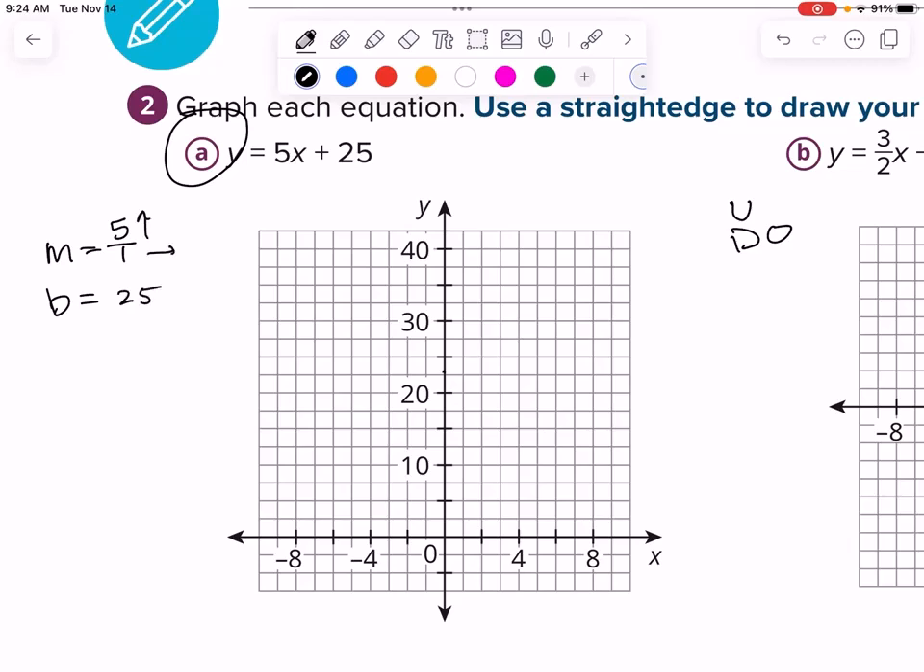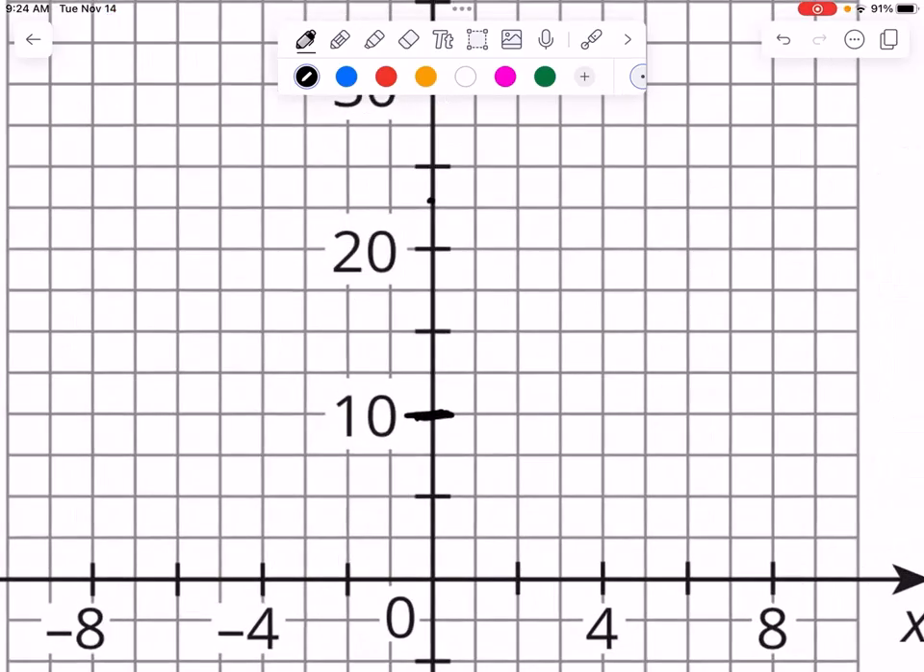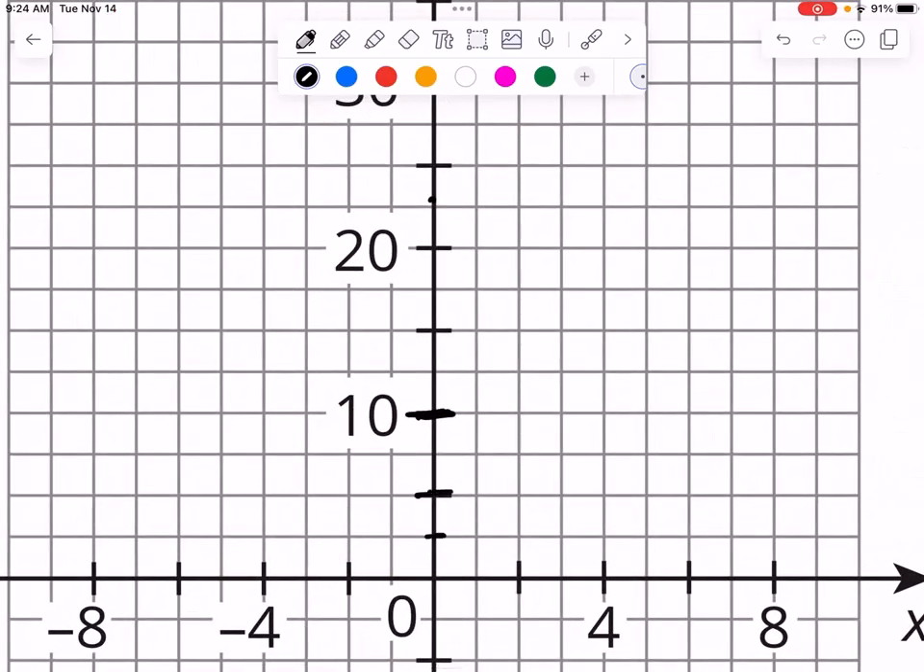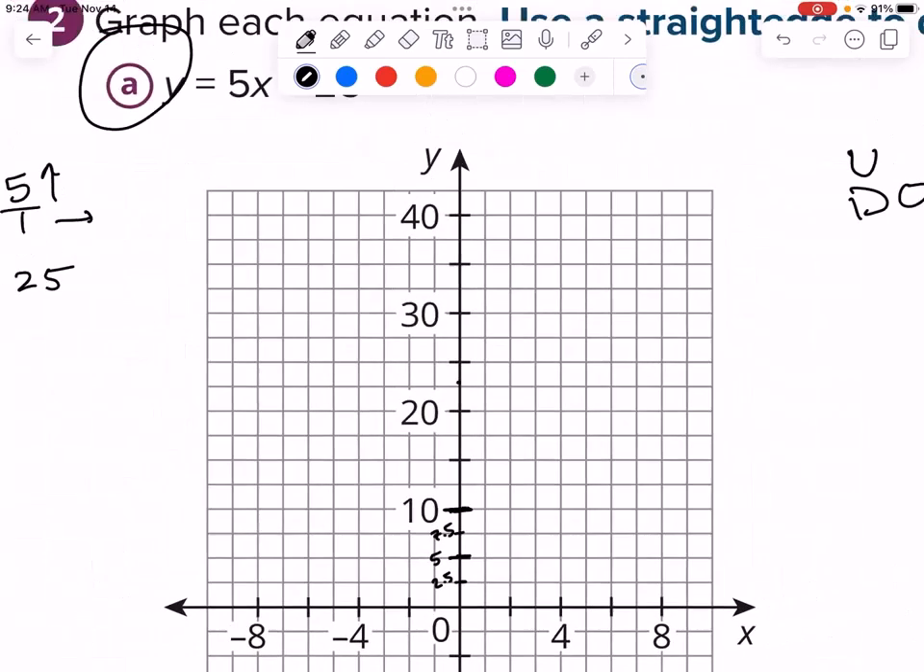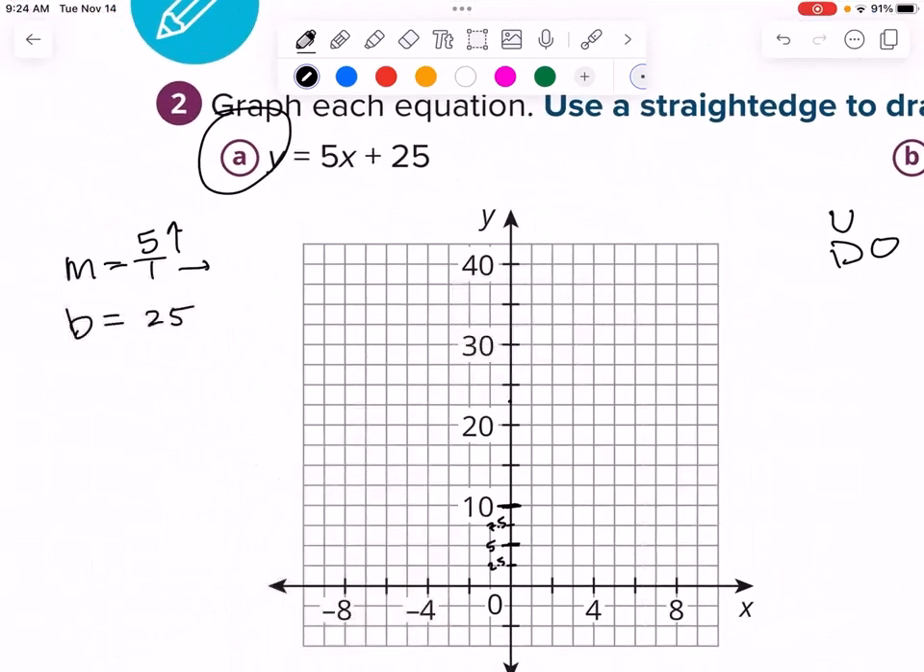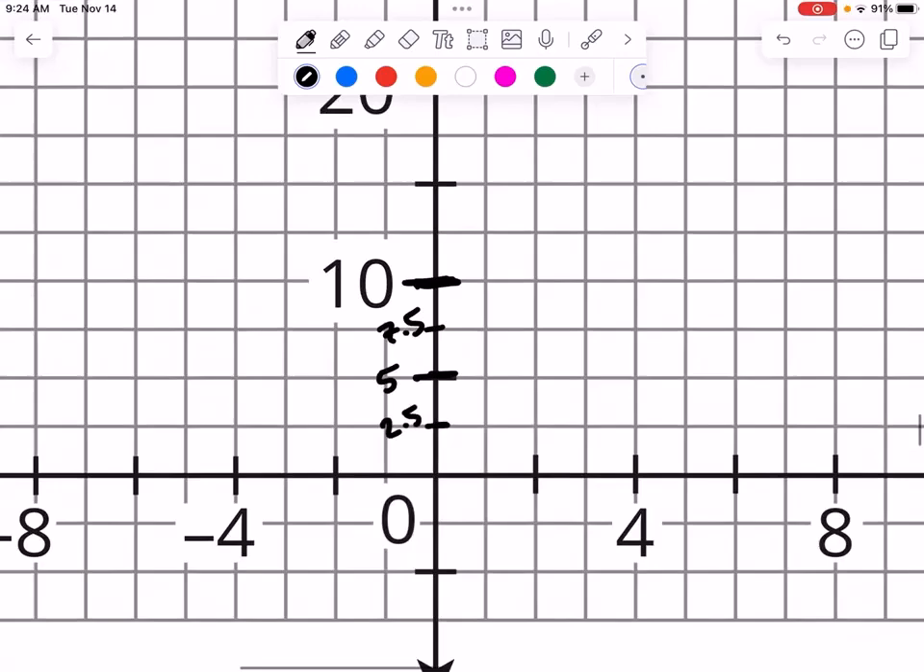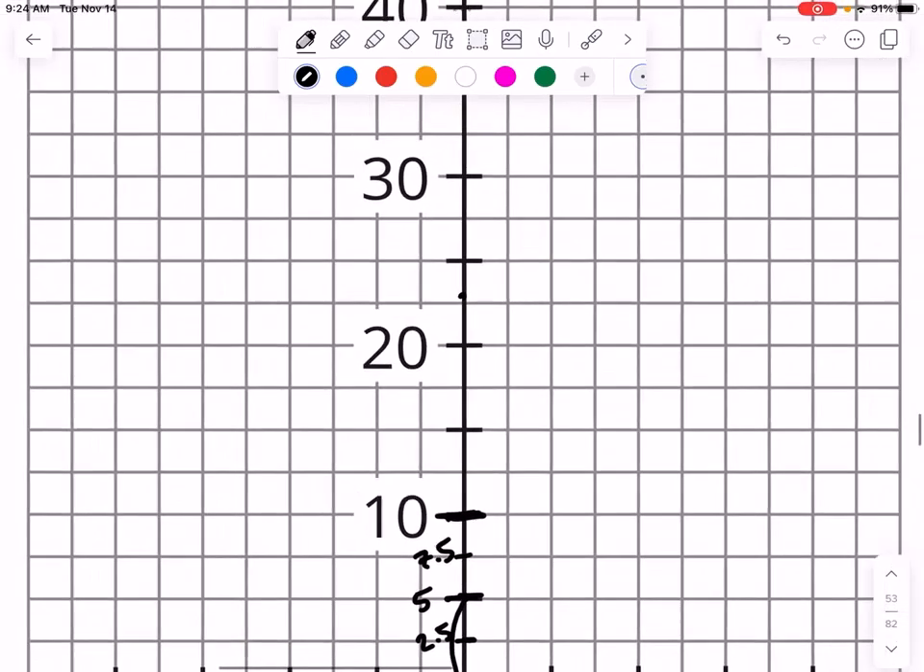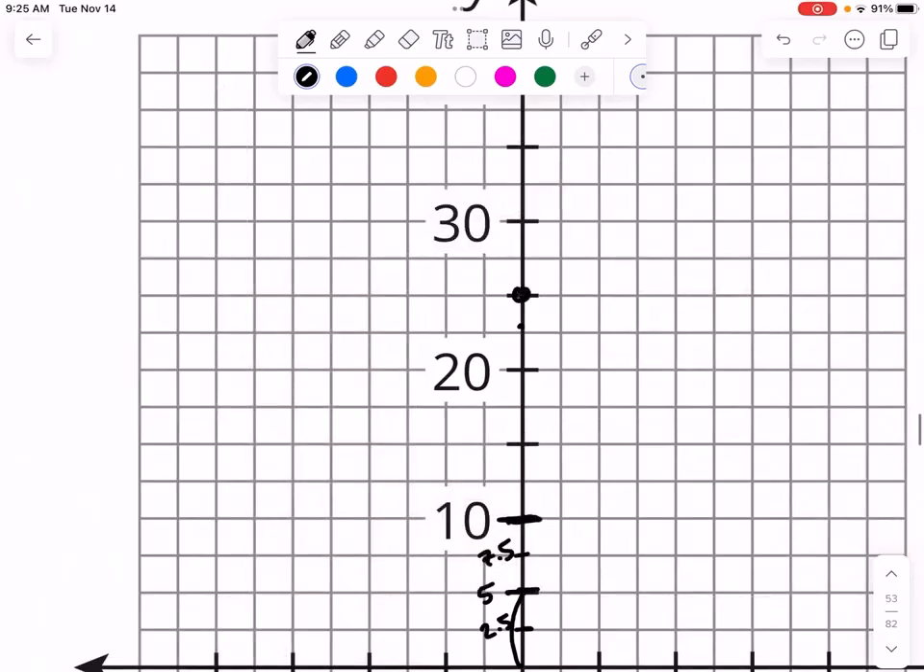Looks like this is 10 right here. That means that this is 5. So this would be like 2.5, right? Because 2.5 or $2.50, $5, $7.50, and then $10. So just be careful on how we're moving for that. But just know for every 2, that's a 5. Okay, we're going to begin at 25, which is right here.